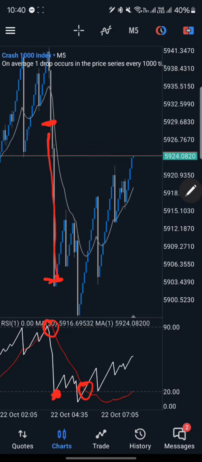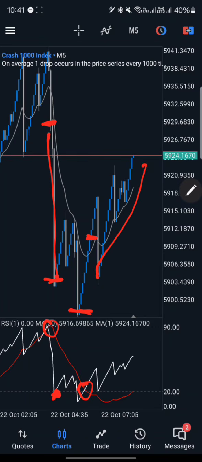For the buy, we have a crossover over here. What do we wait for? Candle to close above the moving average. We have entered our trade. Little pullback, but that's okay. Our stop loss is below the previous low and we're in profits.